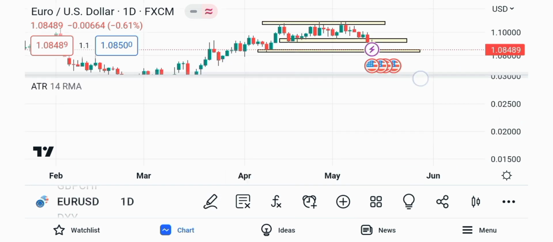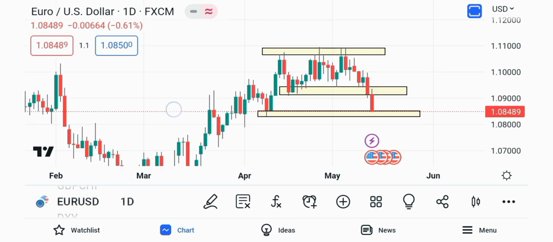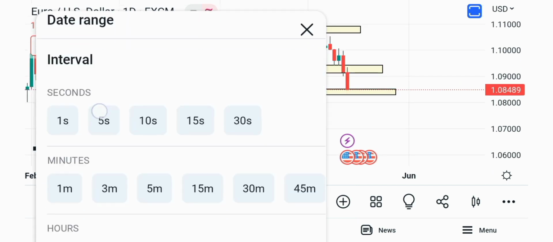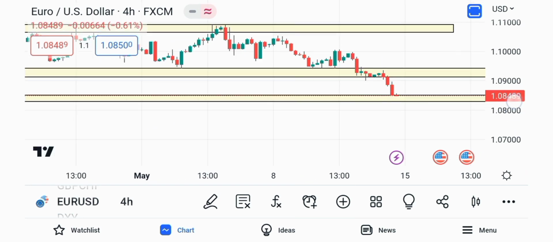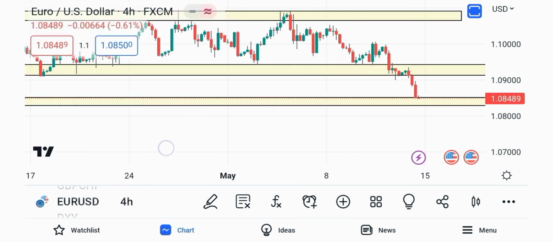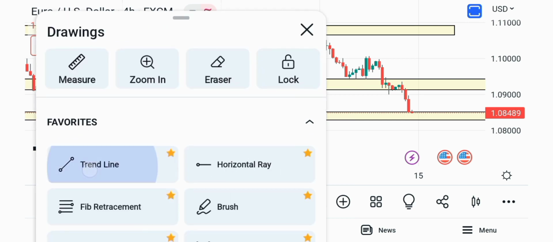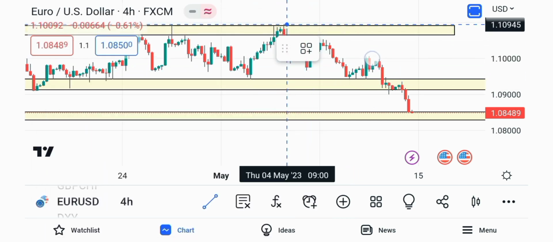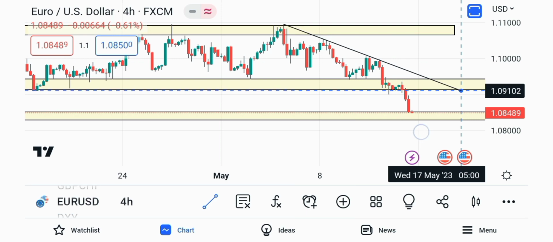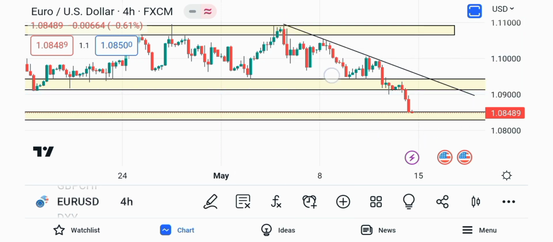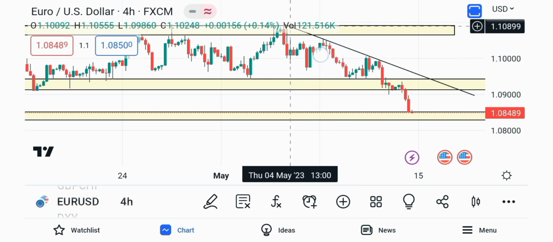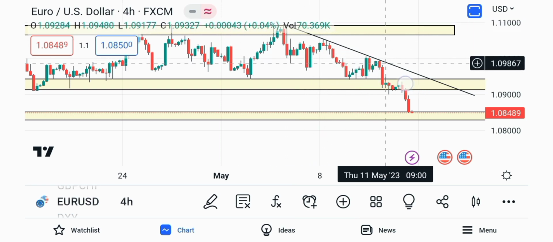So let's move to the 4-hour time frame, so we can study the price action. We can also spot another trend line here, a trend line from this point. You can see the number of touches. You can see that the trend line was touched once, twice, and the third time here.